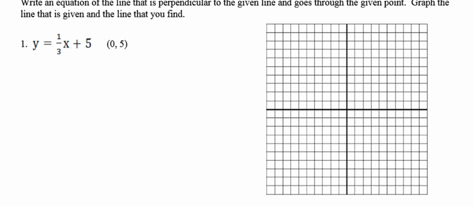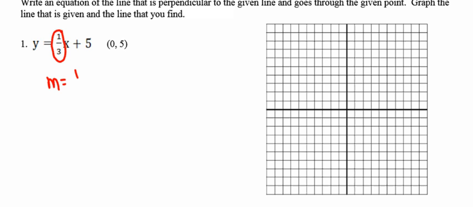I want to get to the fun stuff at the top of the last page, though, and that is writing the equations of the line. It says, write an equation of the line perpendicular to the given line, passing through the given point. Then it goes on to say, graph the line that is given and the line that you find. All right, so I know that perpendicular lines have negative reciprocal slopes. I'm going to start out by looking at this guy.